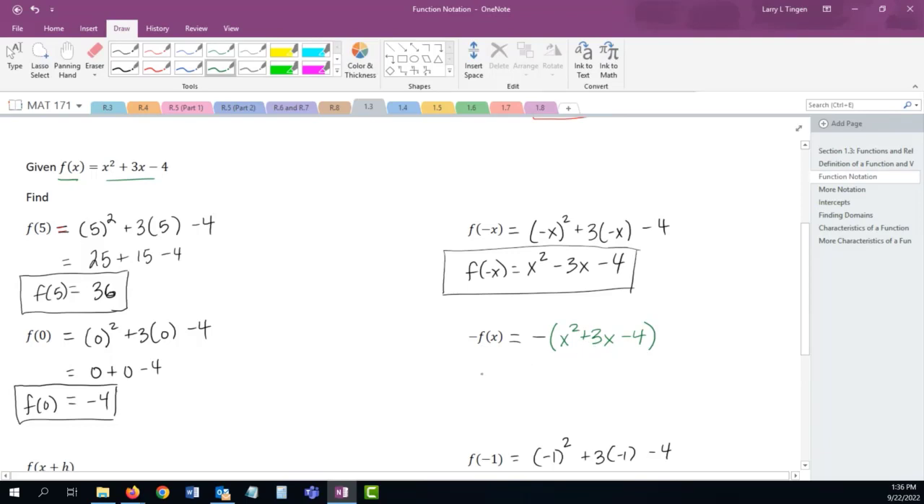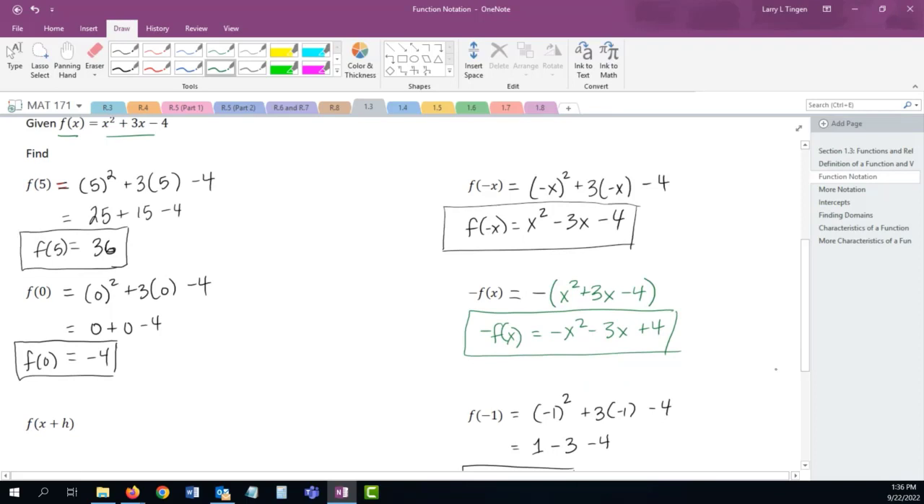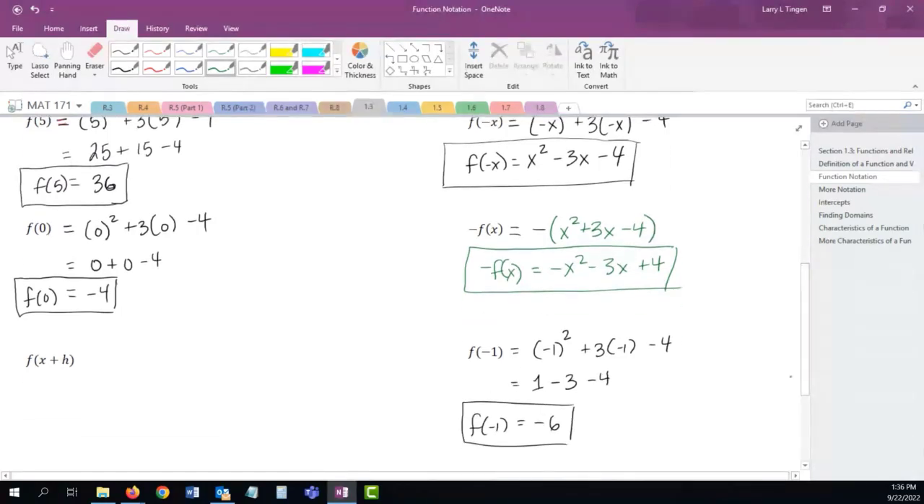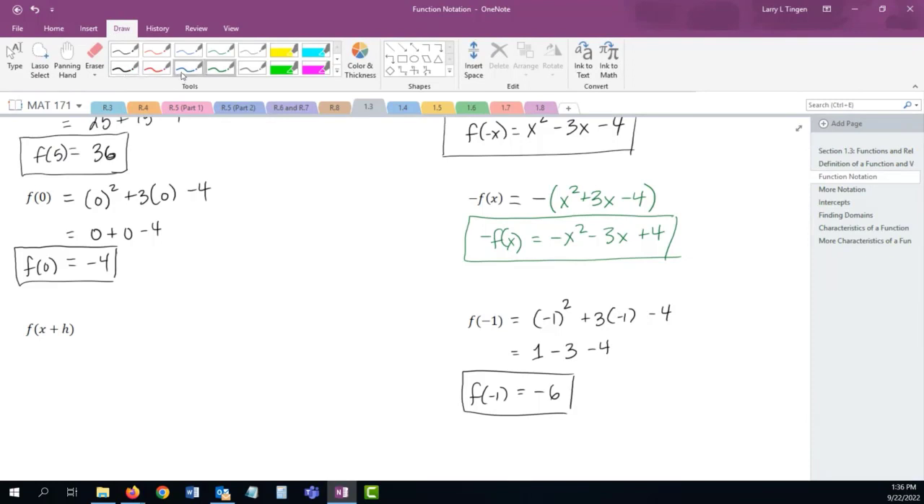And then what do I get? Well, that distributes to negative x squared minus 3x plus 4, and that's it. That's all I can do here. I don't think there's any more simplification to be done. Like I said, you can factor this if you want, but that's not the point in this yet. That's not where we're after. We're just trying to get comfortable with function notation. All right, and then for the last one here, f of x plus h.